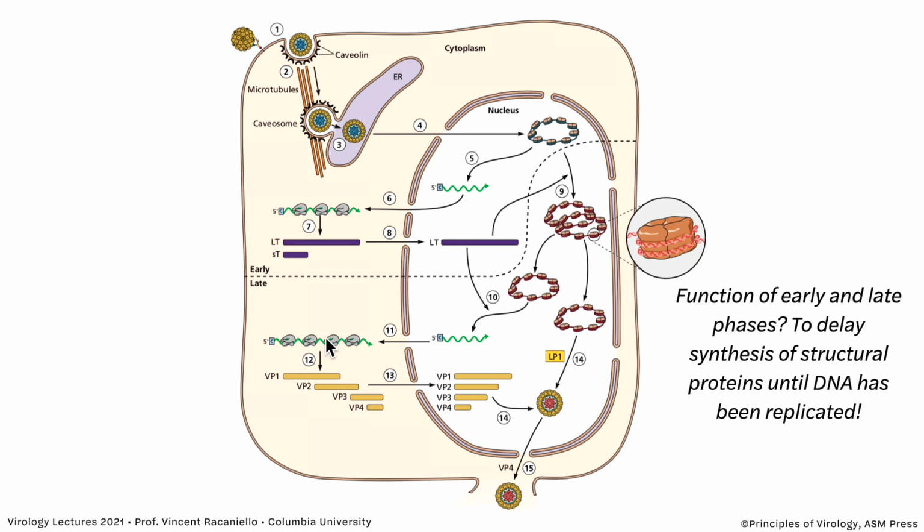And that mRNA goes out in the cytosol and encodes the capsid proteins. Those proteins have to go back in the nucleus because the virus is going to be assembled in the nucleus. You take the newly made DNAs and the capsid proteins, you make new particles, they get out of the nucleus and eventually out of the cell. So this is a simple example of temporal regulation, early and late. And what's the function of early and late phases? To delay the synthesis of structural proteins until DNA has been replicated.